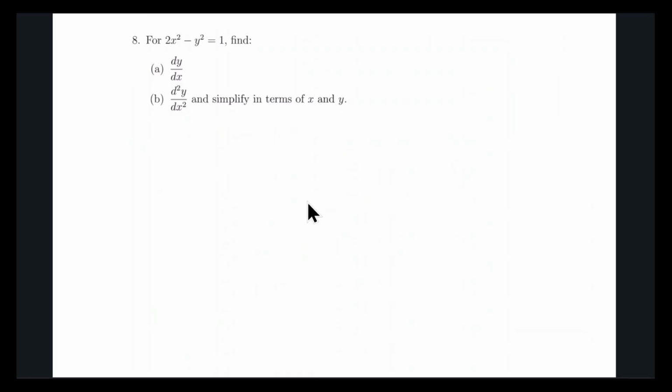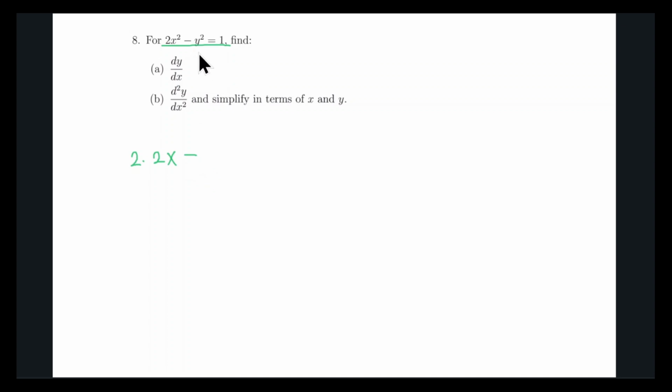Okay. Implicit derivative. So we are given an equation and we need to find a single and double derivative both. So let's differentiate this right away. Derivative of 2x square is going to be 2 times 2x, because 2 remains as it is and derivative of x square is 2x.